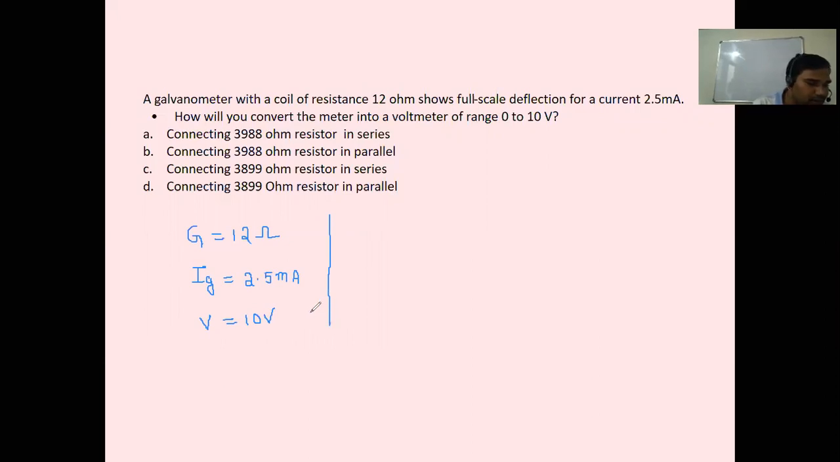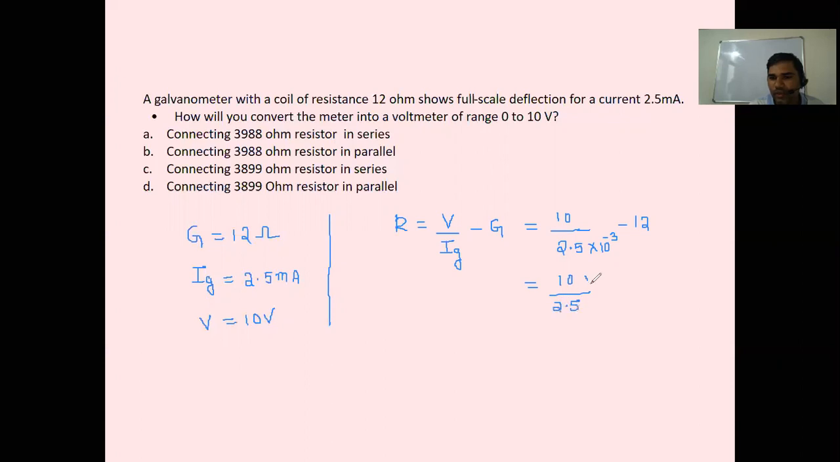So the formula here, we already know that for converting to a voltmeter, R is equal to V by Ig minus G. Now substituting in this formula, V is how much? 10. Ig is how much? 2.5 milliampere, that is 2.5 into 10 power minus 3. Minus G is 12. Now this 10 power minus 3 you can take to the numerator. That is 10 by 2.5 into 10 power plus 3 minus 12.